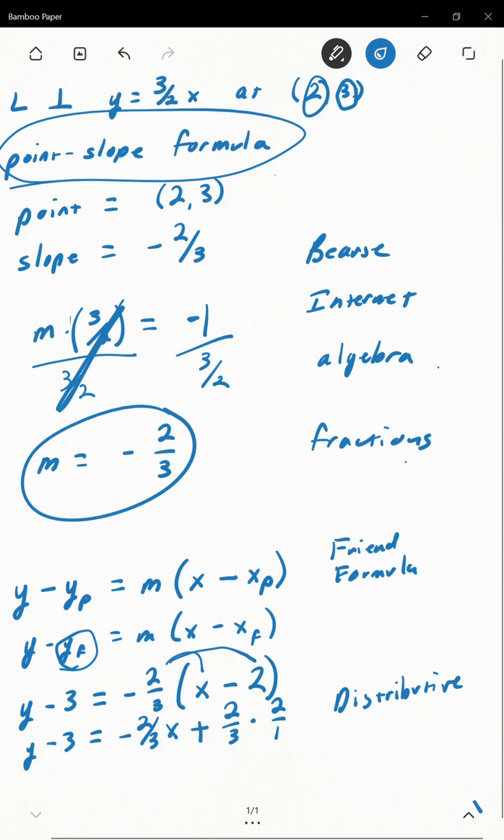I wonder if I have any more space. Running out of room. Do you give me more room?